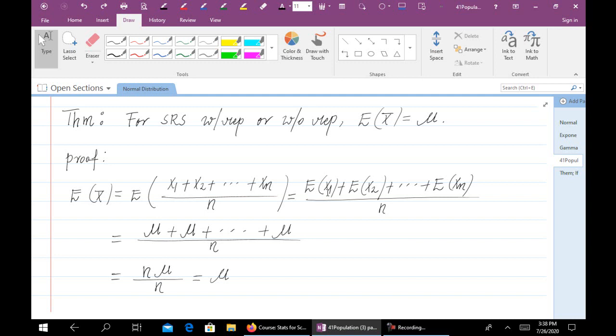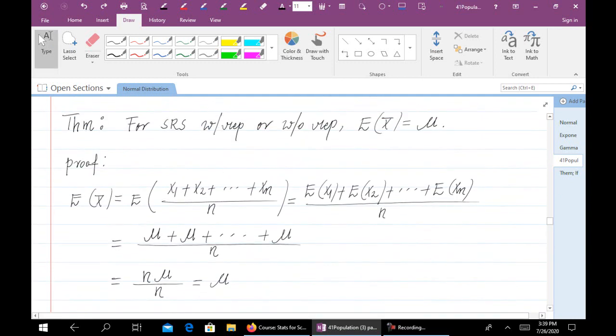So the expected value of x1 should be mu, and so what you end up with is n times mu divided by n, which is exactly mu. So the expected value of x bar is mu, which means that the mean of the sample means is the population mean. So this proves that the sample mean is an unbiased estimator of the population mean.